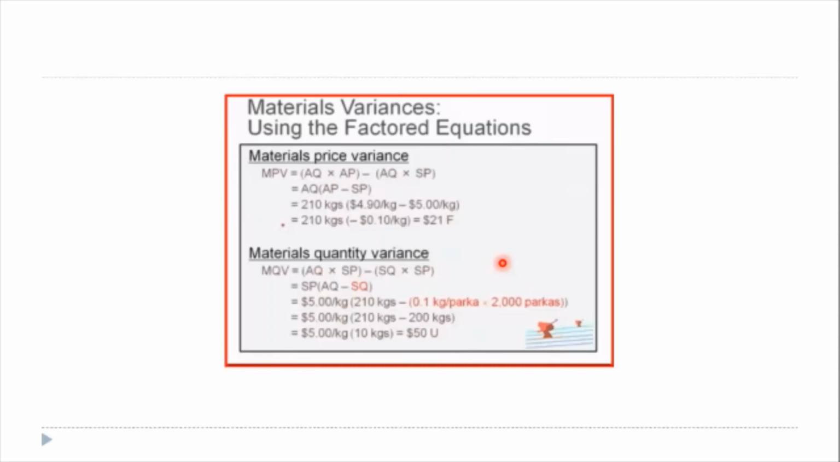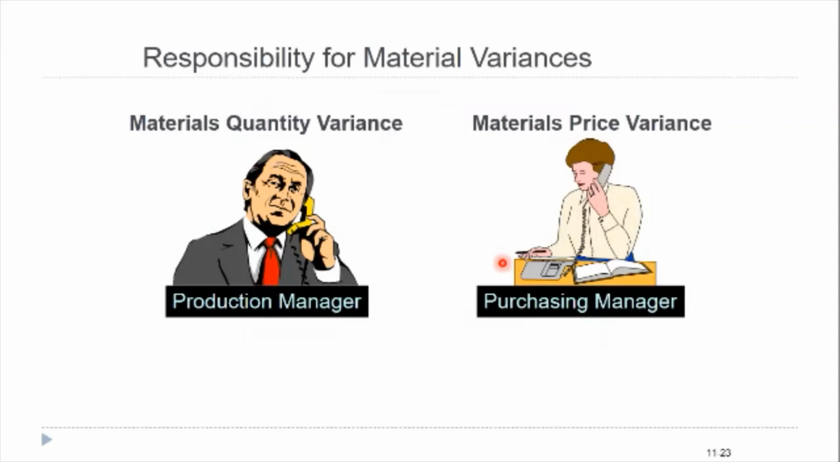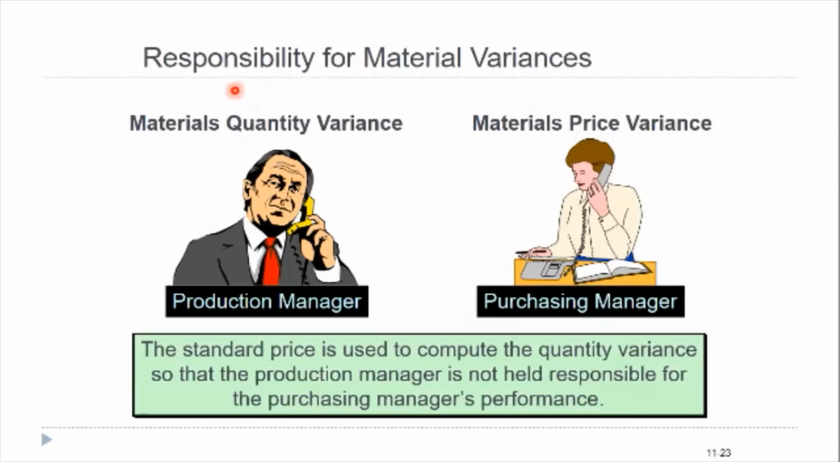Okay, so that's an example of calculating the price and the materials variances. Now, as we said, they're going to investigate that. The materials quantity variance would be the responsibility of the production manager, and the materials price variance would be the responsibility of the purchasing manager.